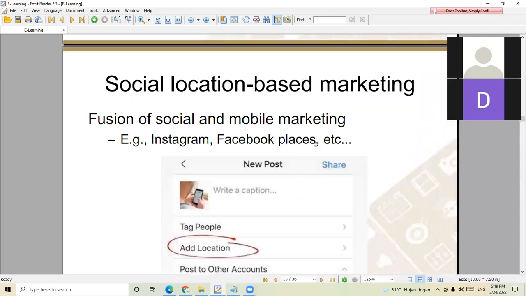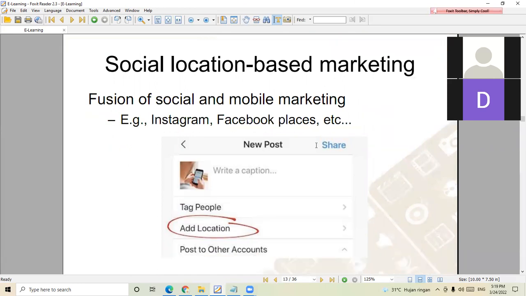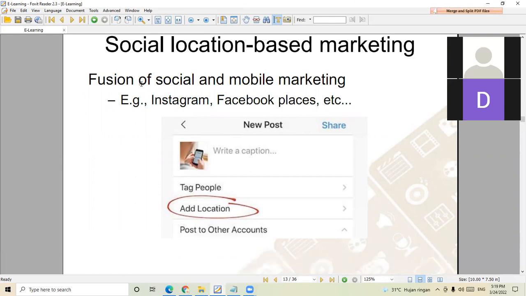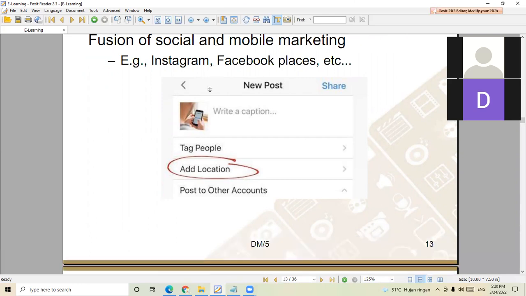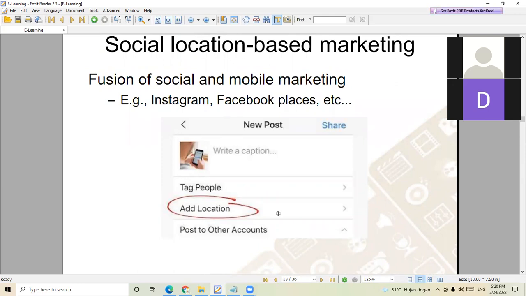Yeah, the next technology that is also very important is social location-based marketing. Digital marketing has used this function a lot. It's a kind of fusion between social and mobile marketing. When customers post something on Instagram or Facebook, we can add the location, and it becomes easier for the marketer to see what really happened to their customers.